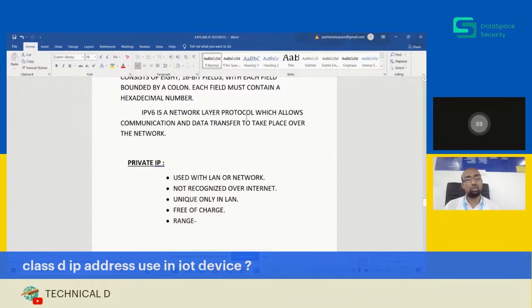Class D IP addresses are actually used for router protocols. Class D is only used for multicasting addresses. There are multiple protocols in routers like OSPF, EIGRP, RIP, so there we can use it only for protocol communication purposes.